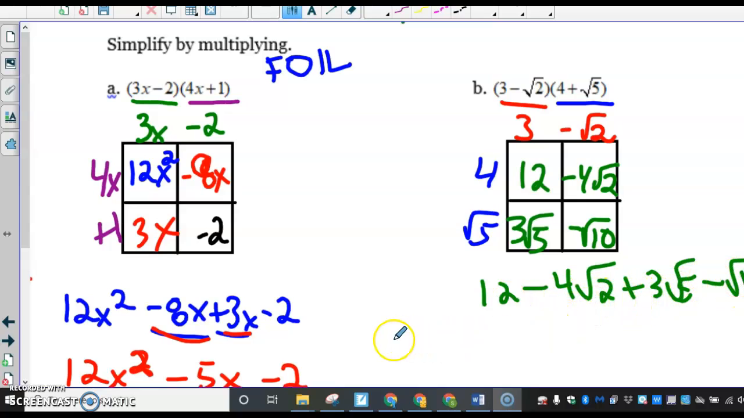I know that the root 10 is broken down into 5 and 2, but remember, you can only take out a pair if it's under a square root. And there's no pairs when you break down the square root of 10. There's a 5 and a 2. So actually, this is the final answer.